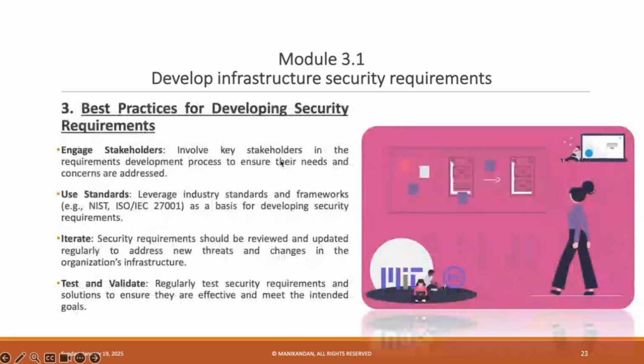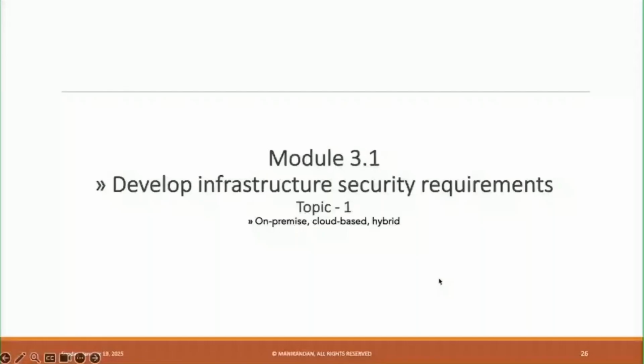So what are the best practices for developing security requirements? Engage the stakeholders. Involve key stakeholders in the requirement development process to ensure their needs and concerns are addressed. Use standards such as NIST and ISO 27001 as a basis for developing security requirements. Ensure security requirements are reviewed and updated regularly to address new threats and changes in the organizational infrastructure. And finally, test and validate the security requirements and solutions to ensure that they are effective and they meet the intended goals. So these are some things which come under developing the security requirements.